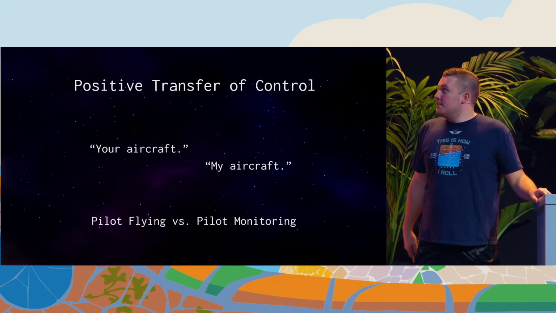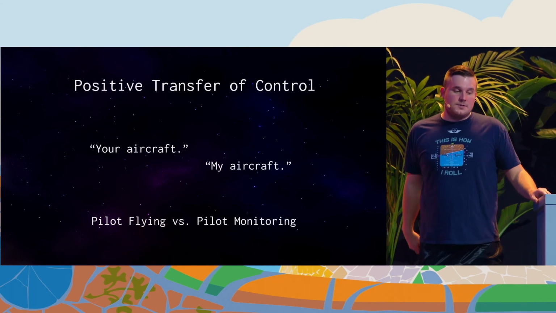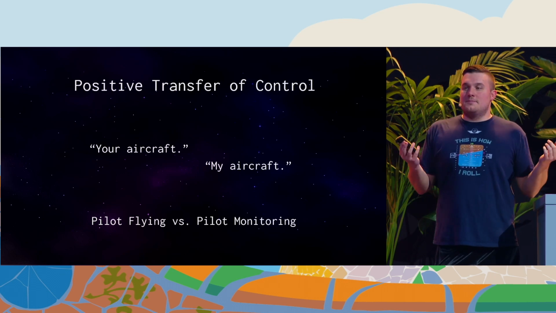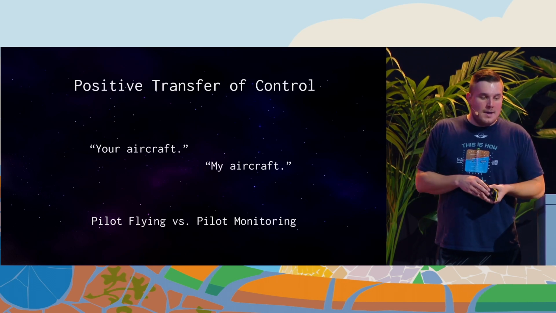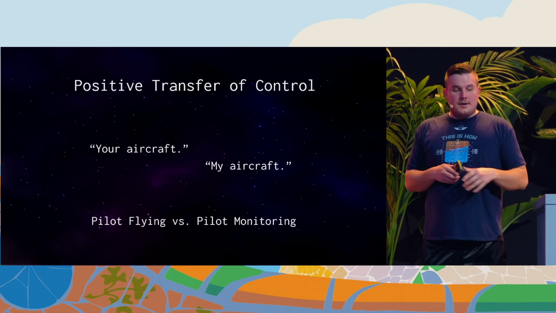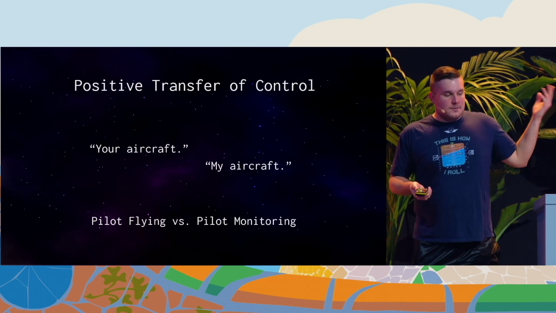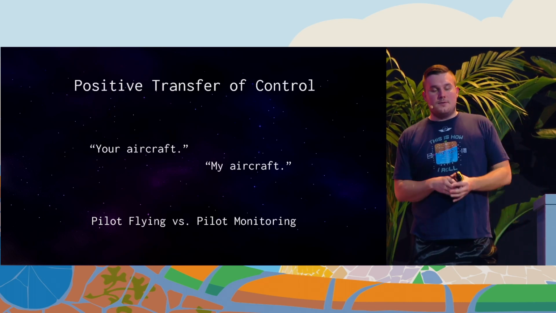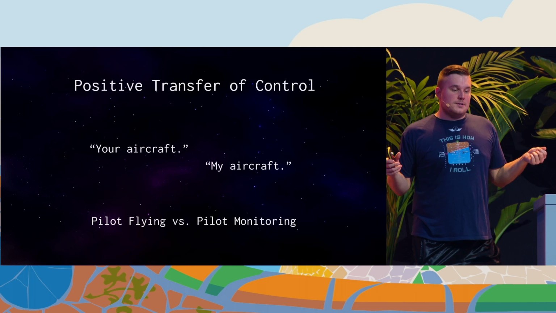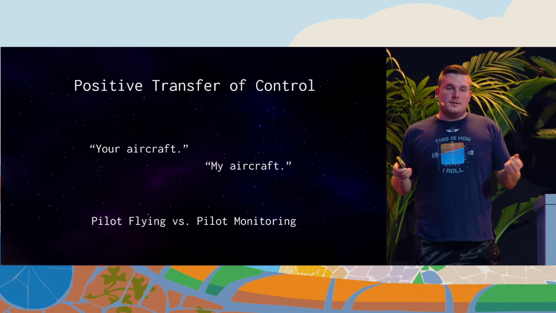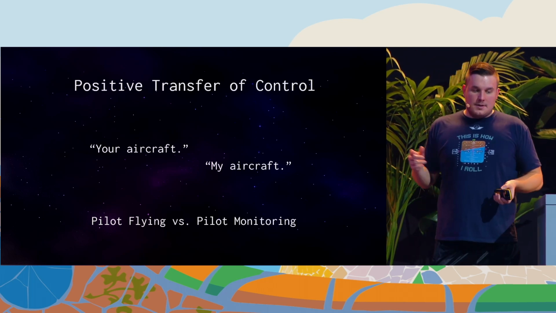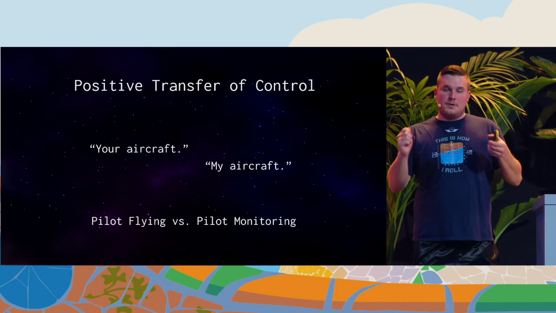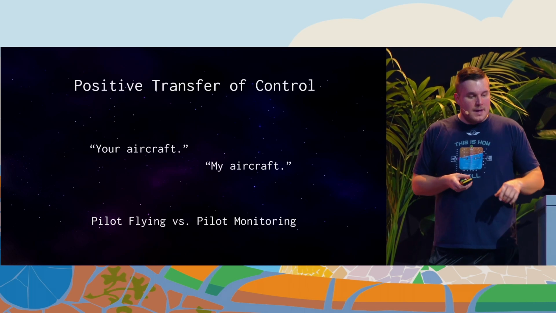Another useful concept from aviation is positive transfer of control. In an airplane with 2 pilots, you don't want both of them trying to fly the plane at the same time. So they have a protocol where whoever is currently flying will say, your aircraft, and then the person who's taking control will say, my aircraft. That way, both of them know who is currently in control of the airplane at all times. This could be useful for pair programming or any server administration environment where you don't want people stepping on each other's toes.